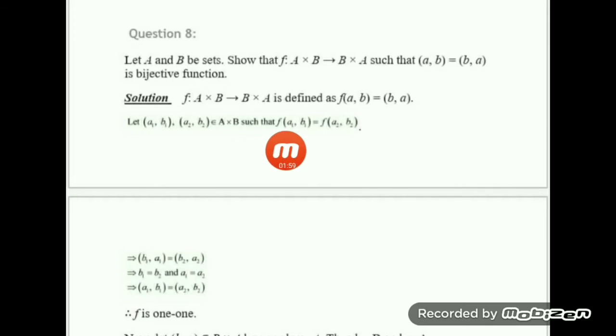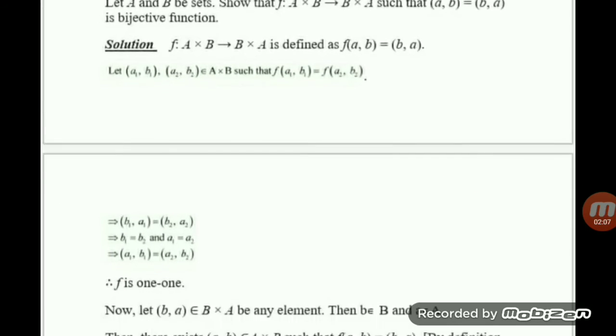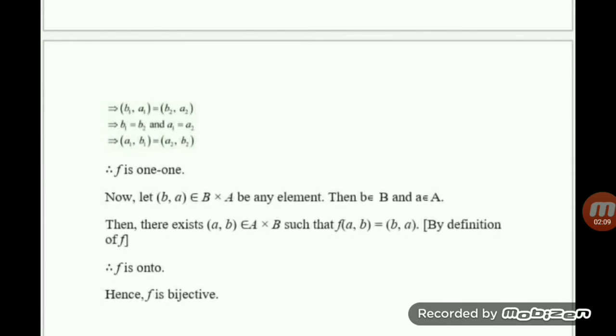Now, f of (a1, b1), how is it defined? (a, b) goes to (b, a). So f of (a1, b1) will be equal to what? (b1, a1). Similarly, f of (a2, b2) is equal to what? (b2, a2). The position will be changed.